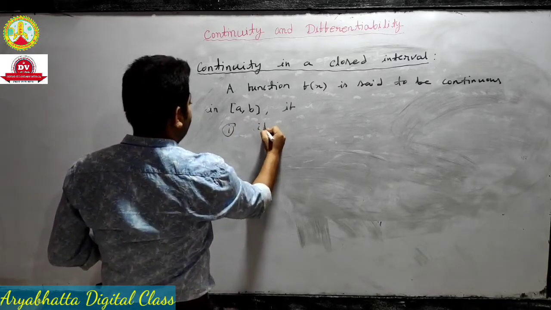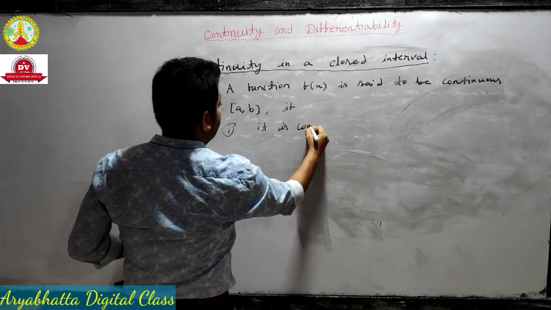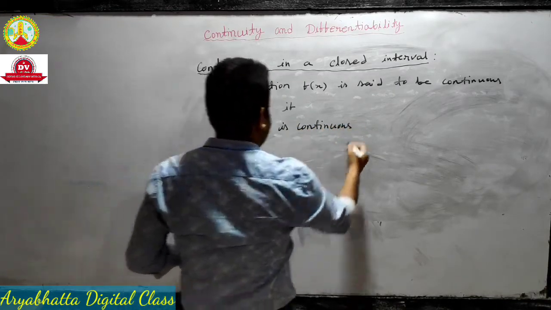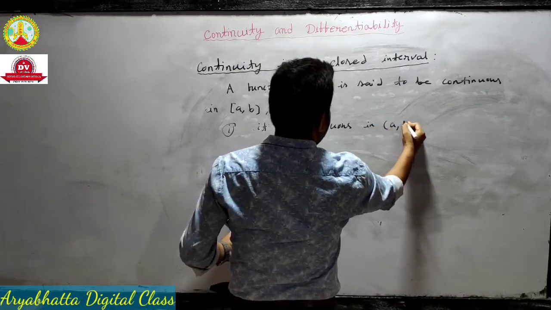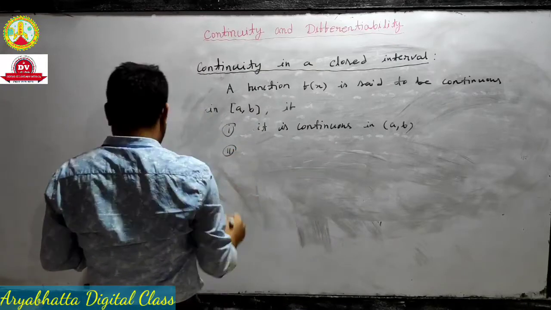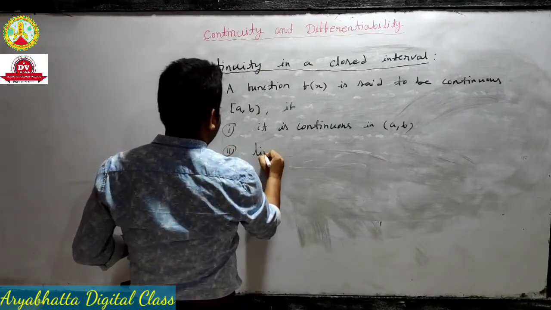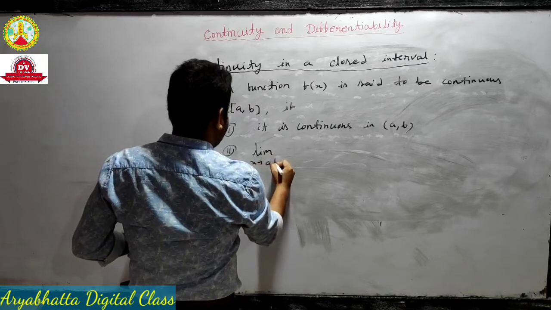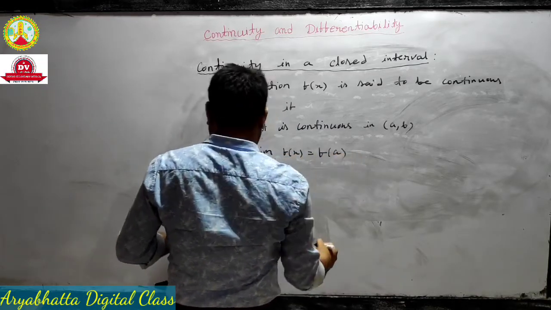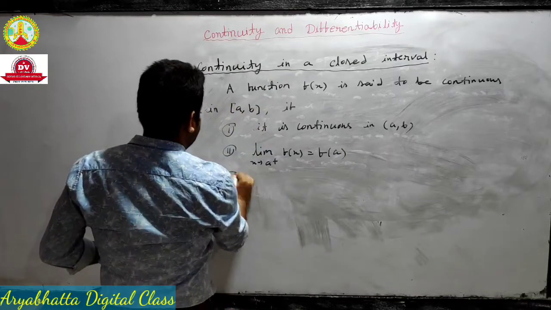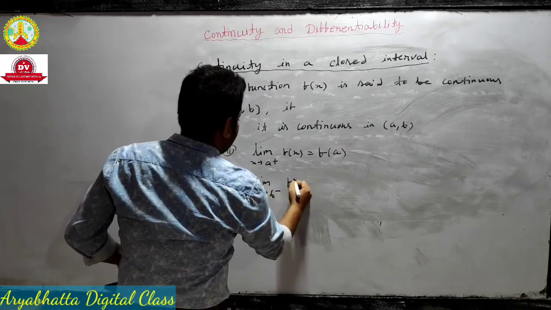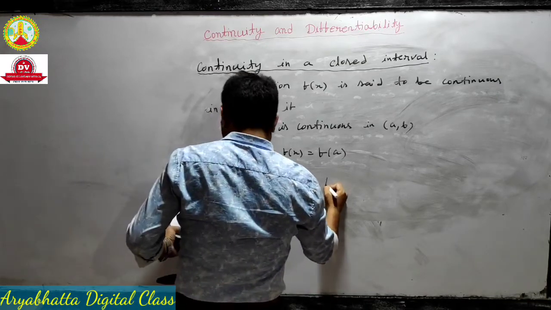it is continuous in the open interval a comma b. First condition, it is continuous in the open interval a comma b. Number 2, limit x tends to a plus f of x equal to f of a. Number 3, limit x tends to b minus f of x equal to f of b.